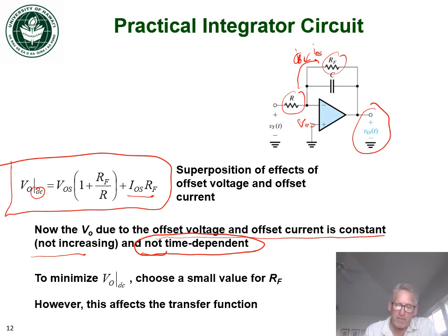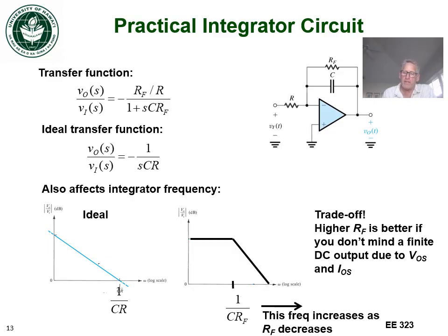Now if you wanted to minimize this output DC voltage, you want to choose a small value for RF. However, a small value for RF affects the transfer function, and I'll explain next how that works. In the ideal case, without RF at all, you can see we have this problem with saturation. And then if we add an RF and we let RF get arbitrarily large, we're basically going back to that case where we only have the capacitor.